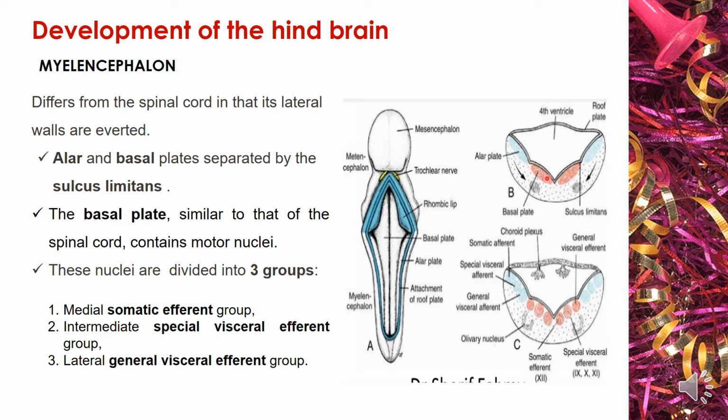The basal plate, similar to that of the spinal cord, contains the motor nuclei. These nuclei are divided into three groups: the medial, the somatic efferent group; the intermediate, the special visceral efferent group; and the lateral, the general visceral efferent group.